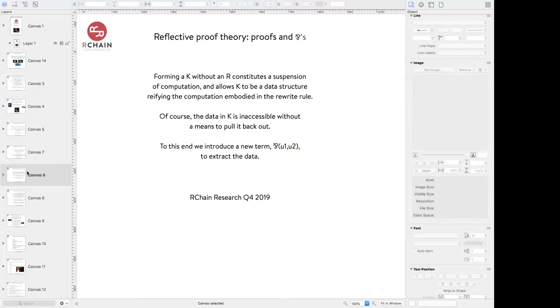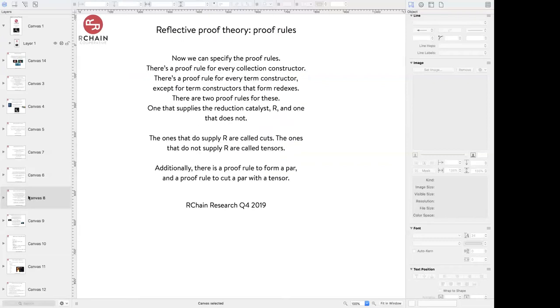So we're enriching the rewrite system with two things. One is that we're modifying the rewrite rules to take a token, some resource constraint, and we're adding the par to extract the data. And so now we can specify the proof rules. There's a proof rule for every collection constructor. There's a proof rule for all the term constructors, except the ones that form the left-hand sides of these rewrite rules, which are typically called redexes.